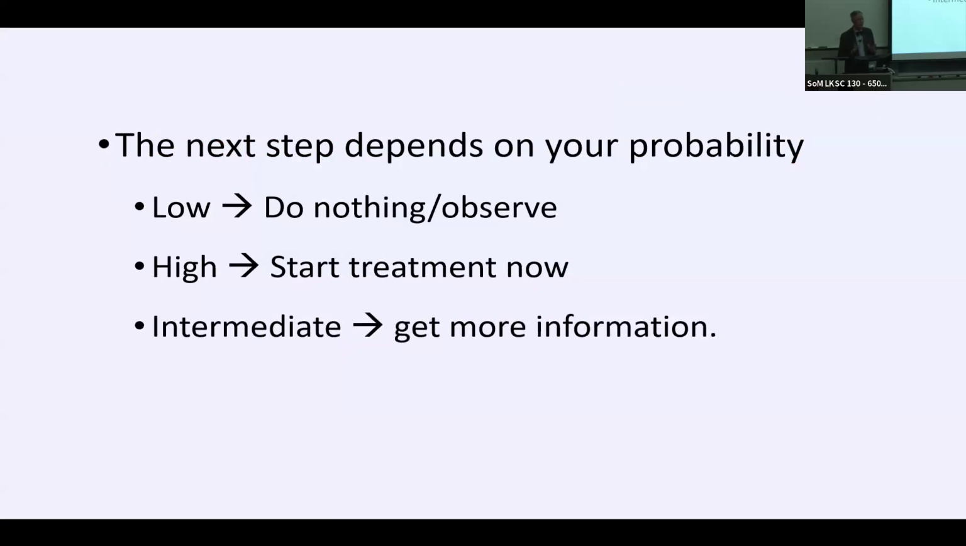So the next step after getting a probability is to decide what to do. Low probability, just observe. High probability, start treatment now. And intermediate probability, get more information.